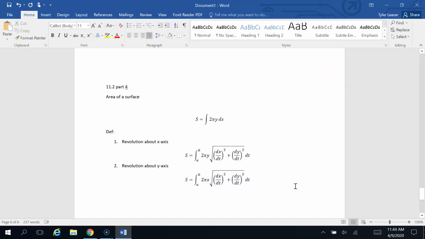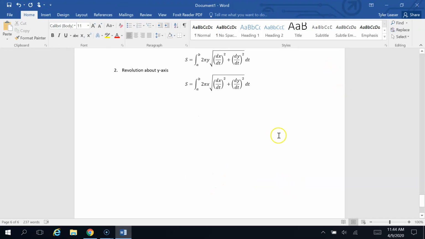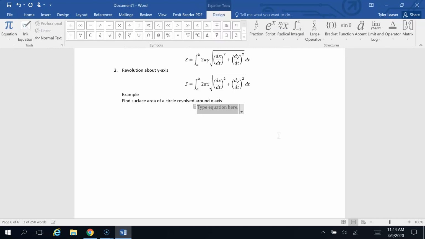All right, and then we're just going to do a really quick example of finding this. It would be another kind of goofy example. So let's say we want to find the surface area of a circle revolved around the x-axis, and these are my parameters. So x equals cosine t, y equals 1 plus sine t, and then we're going to be looking at the interval 0 less than or equal to t less than or equal to 2 pi.